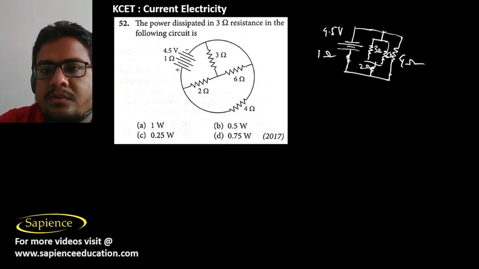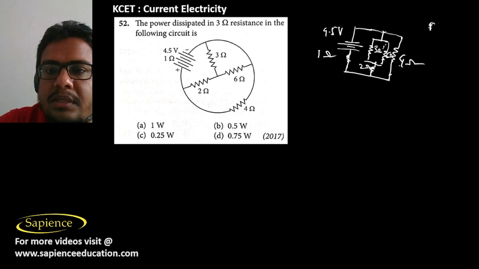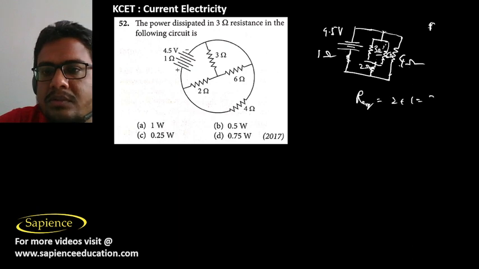Now 3 ohm and 6 ohm are connected in parallel. That's why their equivalent is 2 ohm. 2 and 2 are connected in series, their equivalent is 4 ohm. 4 ohm and 4 ohm are connected in parallel, therefore their equivalent is 2 ohm. Therefore, R equivalent in the whole circuit is 2 plus 1, that is 3 ohm.